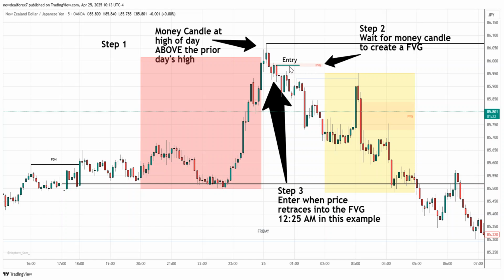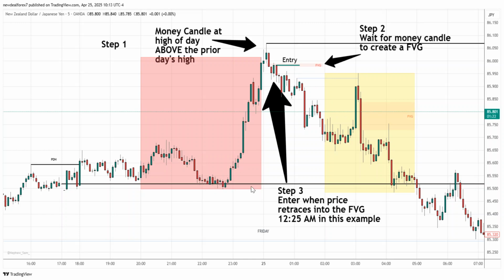This FVG, it can wick through it, but this is a 5-minute chart, and no candle should close above the fair value gap. If it does, and you're trading this method, you have two options. You can either wait to see if the high of the day is going to hold, or you can just get out of the trade. But for the sake of this example, because the fair value gap held, you just enter right there and ride the trade on down.